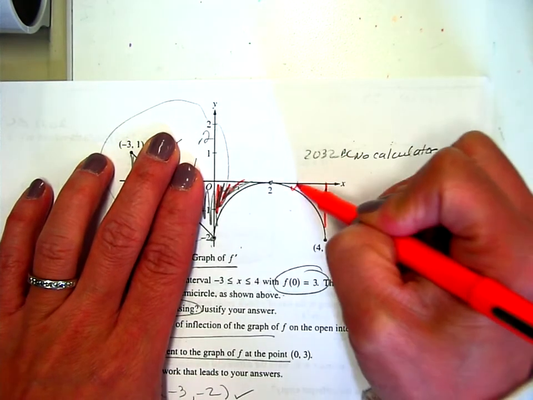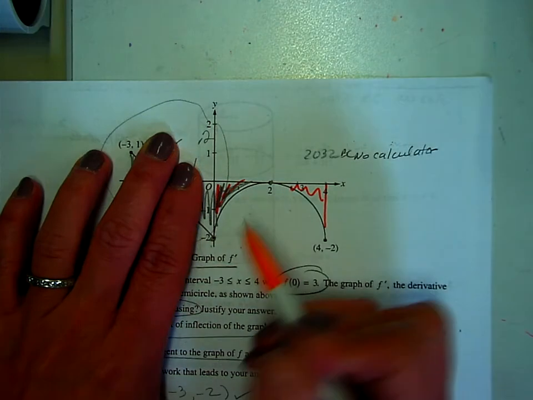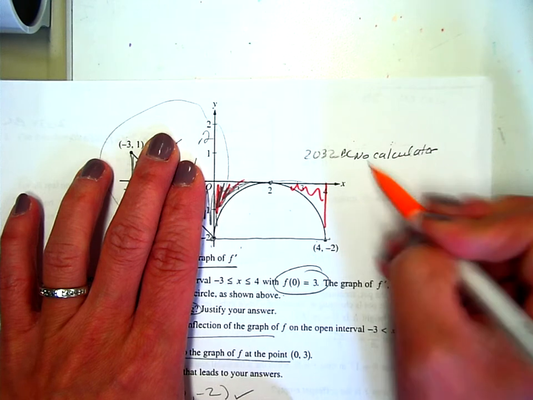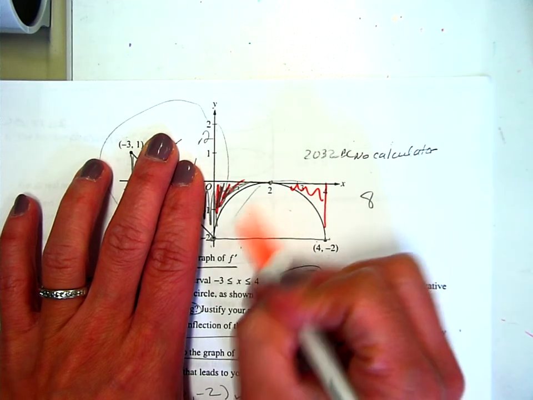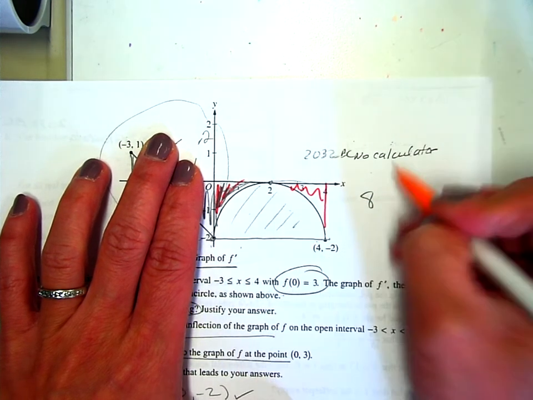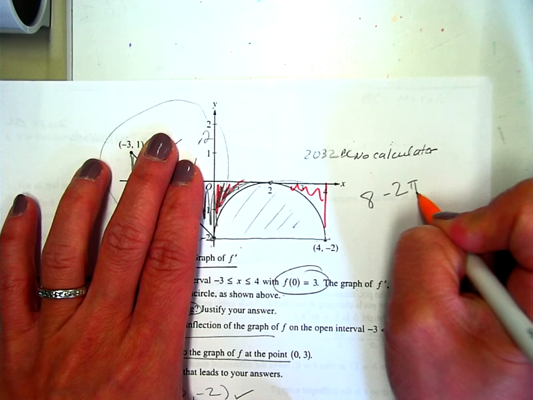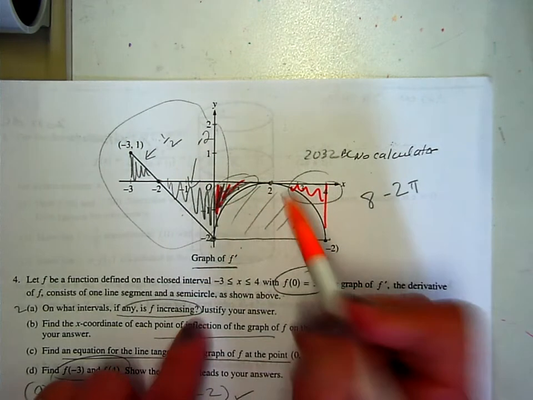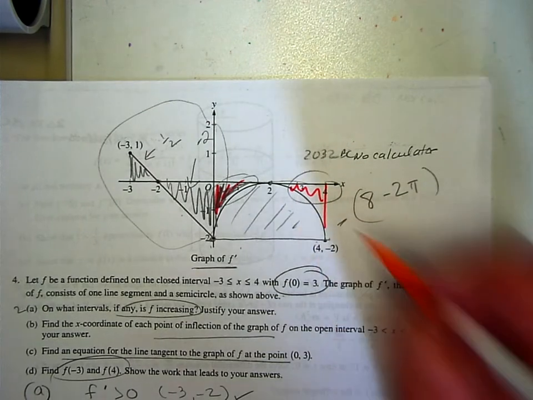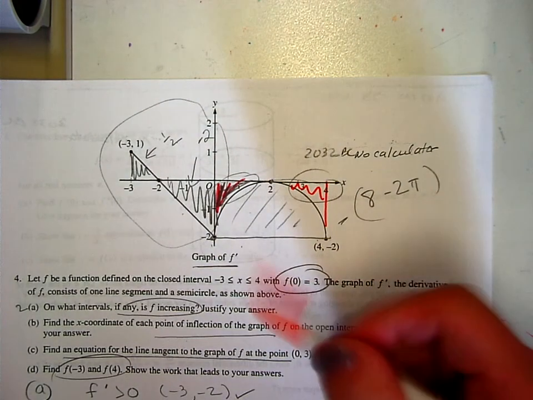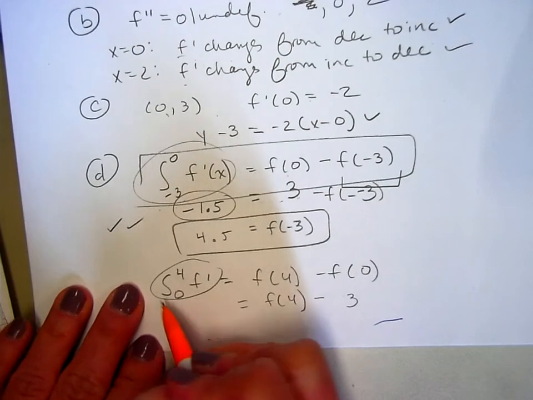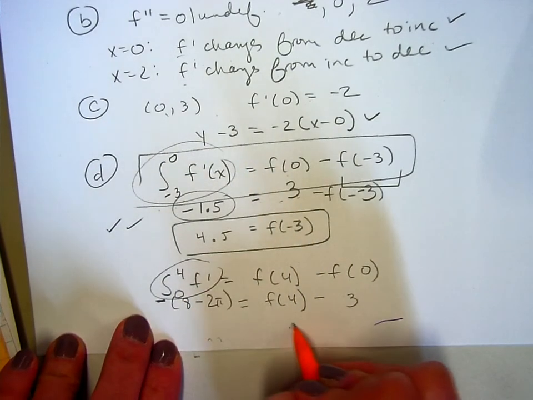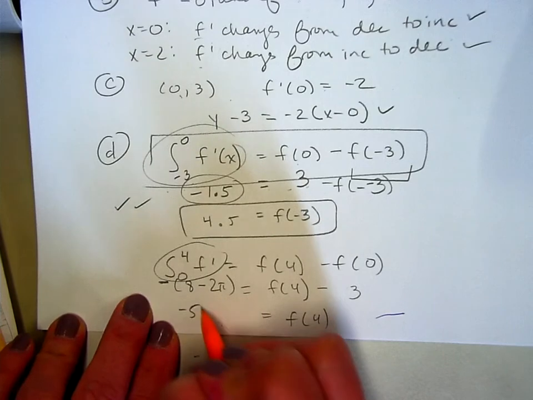But notice, in order to get that, what you're going to need to do is find the area of this rectangle, which is 8, and you're going to subtract off the area of this half circle, which is actually 2 pi. But because this region is below the x-axis, I have to count it as a negative for the integral. So this is that value right there. If I plug that in, -8 minus 2 pi, and if you solve for f of 4, you will get -5 plus 2 pi.